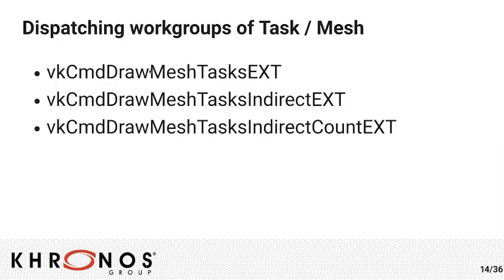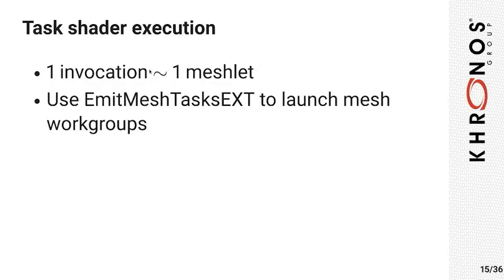How do you use this new API? So you make a pipeline, and then you have to use one of the draw calls here. So you have direct draws and the two indirect ones, which correspond to the pre-existing draw calls you have in Vulkan. The typical way that the task shader executes is that one invocation processes one meshlet, and then the whole task shader workgroup, all invocations in the workgroup, cooperatively decide how many mesh shader workgroups to launch. And for that, you have to use this emit mesh tasks EXT intrinsic in your shader.